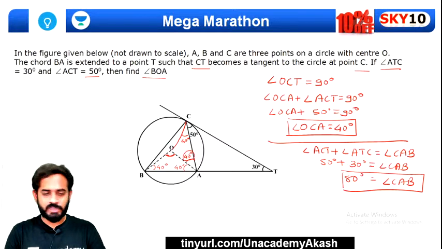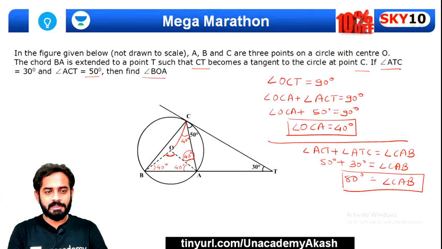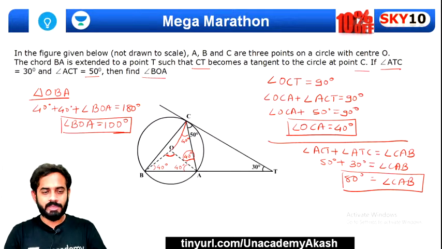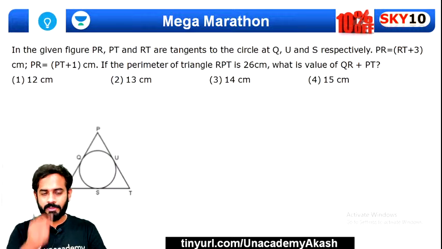Why? Because isosceles triangle. Now in triangle OBA, there are two 40 degree angles. 40 degree plus 40 degree plus angle BOA is equal to 180 degree. So angle BOA comes out to be 100 degrees. Very simple. Okay, I hope there is no doubt here. Next.